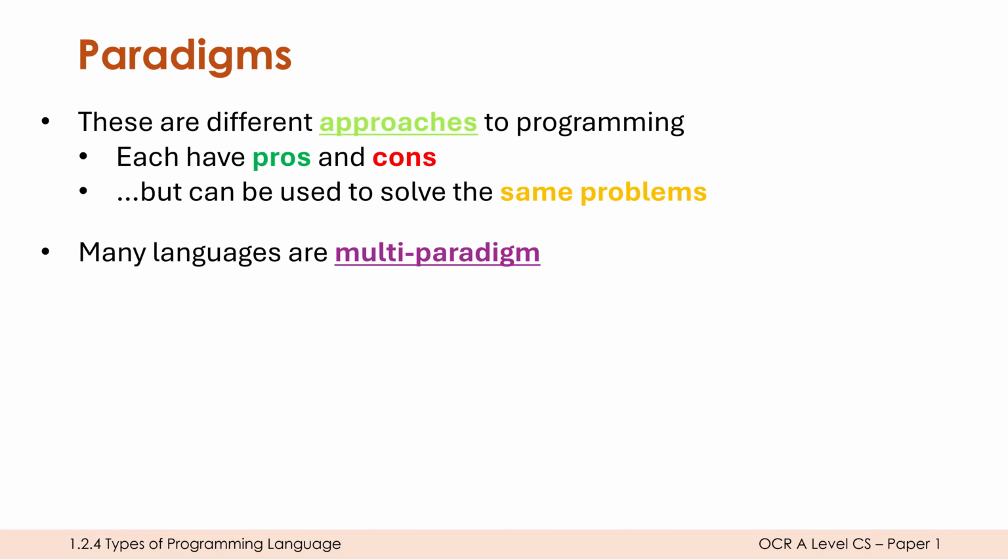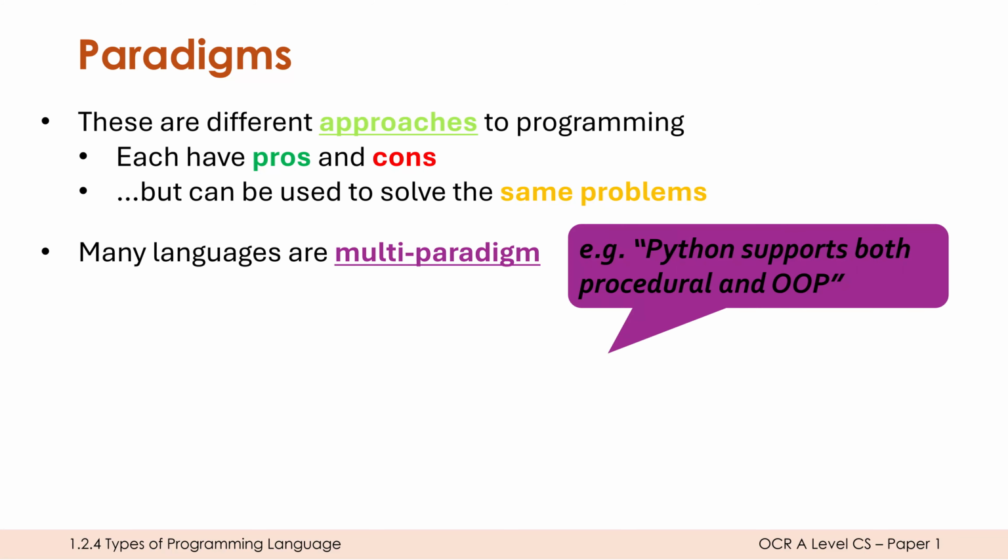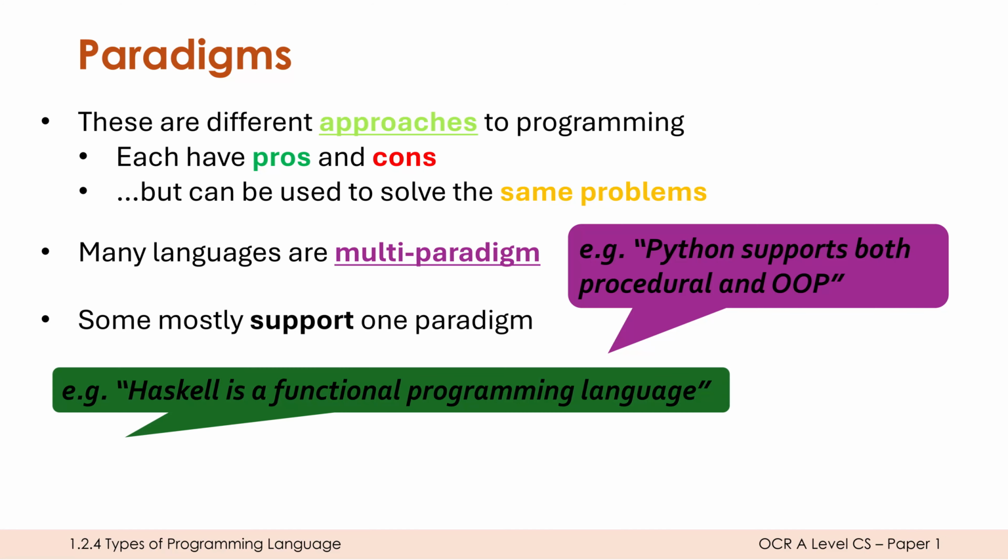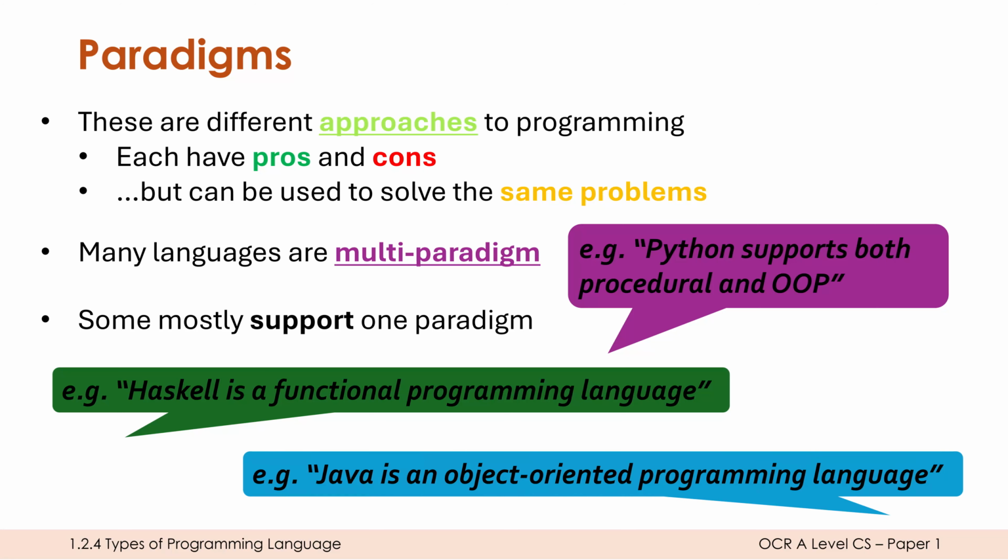Most modern programming languages are multi-paradigm, which basically means they support multiple different approaches, like Python, which most of you study, supports a few paradigms, most notably procedural and object-oriented, which are the two on this course. There are some which mostly only support one paradigm. For example, a paradigm we won't talk too much about is functional programming, which is quite specialized, and a language called Haskell only really supports that. And a language like Java only really supports object-oriented.